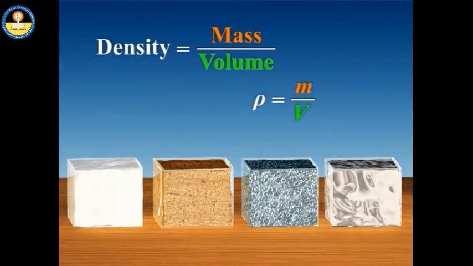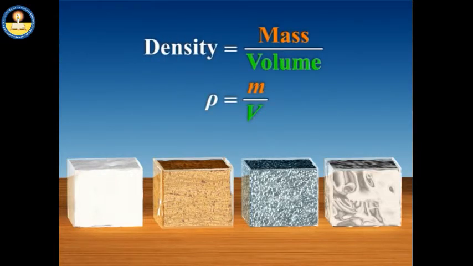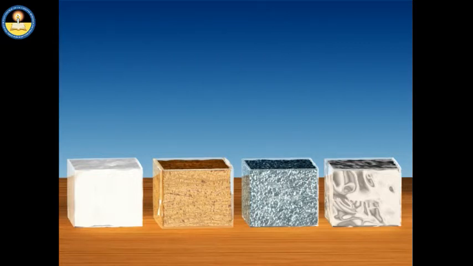Density of a substance is obtained by finding the ratio of its mass to its volume. In SI units, it is measured in kilogram per cubic meter, and in CGS system, its unit is gram per cubic centimeter.